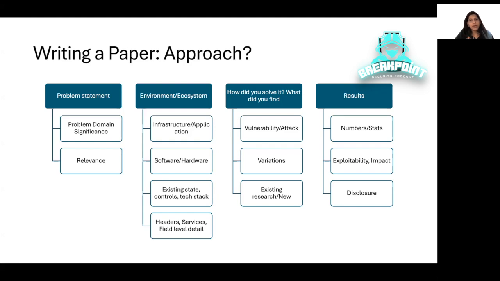One of the ways to write a paper effectively will be first coming to the problem statement. Your problem domain has to be very clear. You have to talk about the relevance of the problem statement as of today. So for example, you're talking about a buffer overflow, and it's a user land buffer overflow, right? It's not a kernel based buffer overflow.